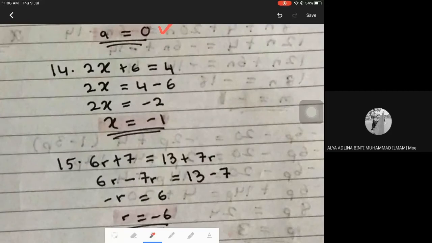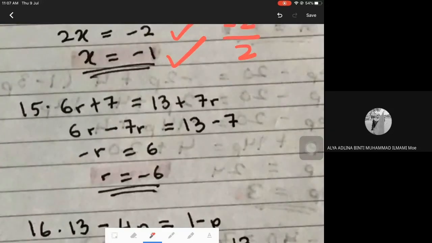2x. Okay, this one 4 kekal, 4 minus 6. Okay, betul. And then 4 minus 6 is negative 2. Here, 2 kat sini dah tak ada sebab negative 2 dah divide kat sini. Dia ada negative 2 divide 2 equals to negative 1. Okay, correct. Okay, number 15.